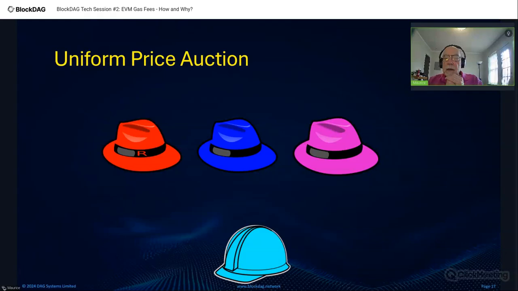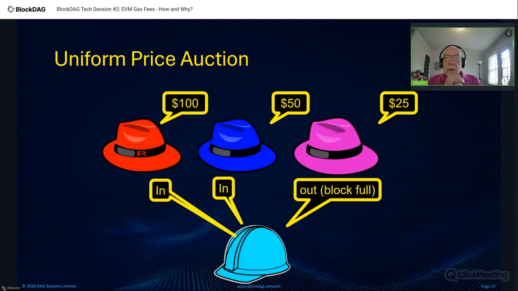So people have developed an alternative approach called the uniform price auction. And here the idea is that the bidding goes on just as before, but everybody ends up paying the same price. So in this case, there's room for two transactions. Red gets in because red bid the most. Blue gets in because blue bid the second highest price. Pink is excluded because they bid the lowest price.